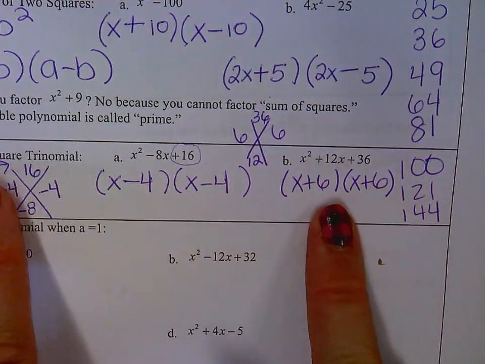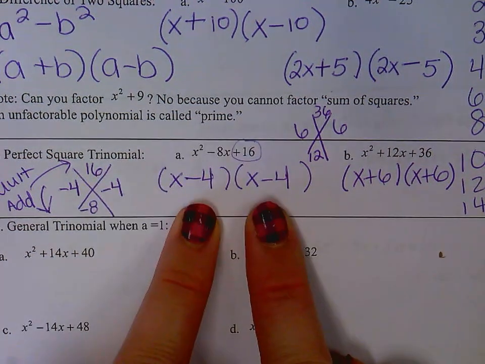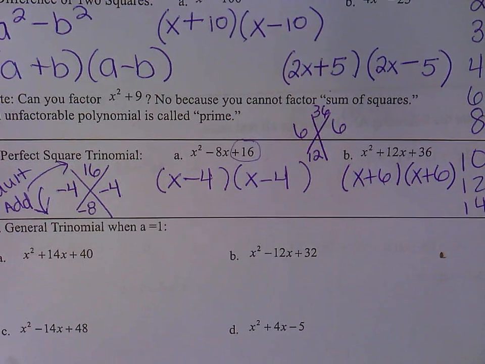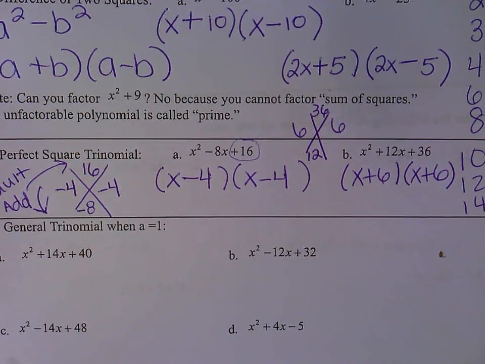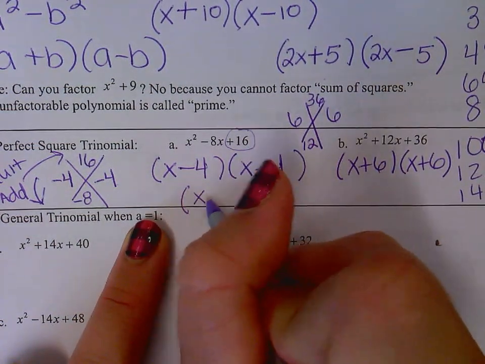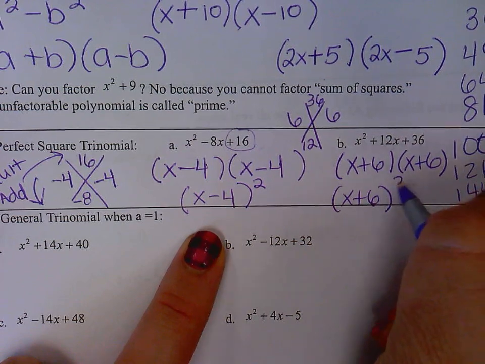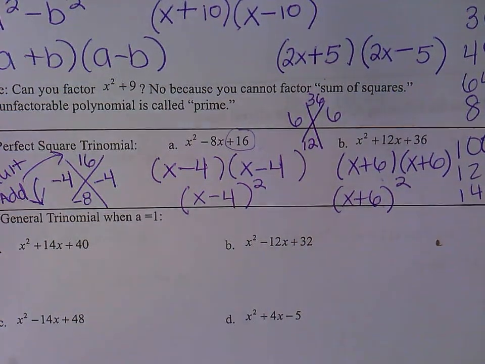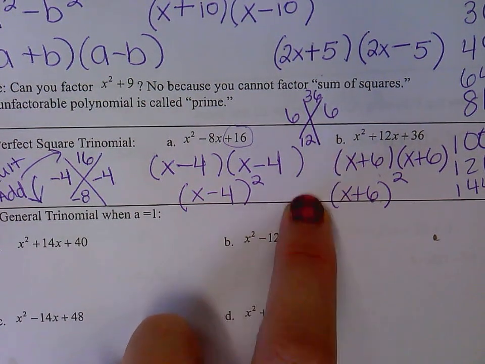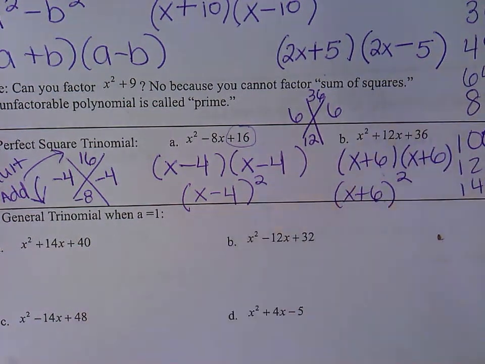You might wonder why this gets its own category, perfect square trinomial. What happens when you factor these? You get the same set of factors twice. So when you see your answer on the SAT, they probably will write this as x minus 4 squared or x plus 6 squared because it's the same factor written twice. You don't have to write it like that. I would accept either answer on the quiz. But just so you know, those are equivalent because it's the same factor written twice.